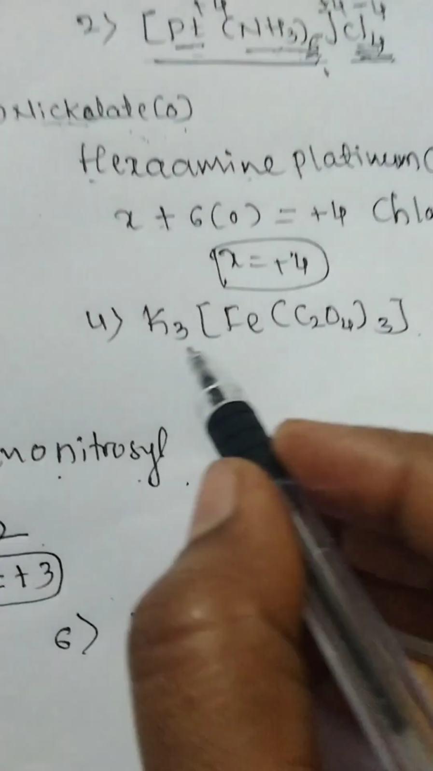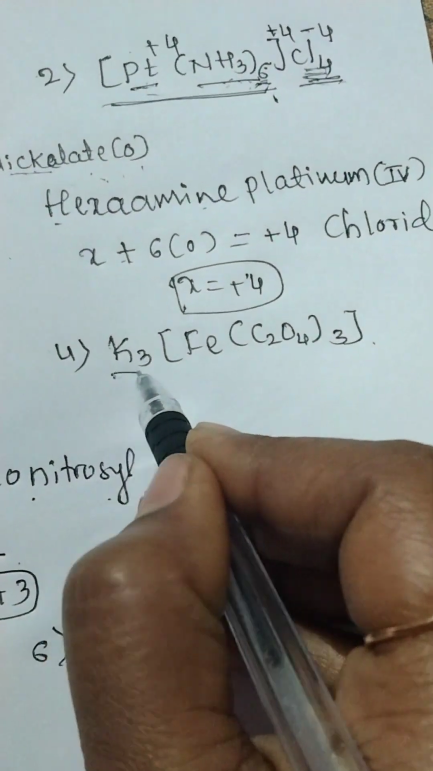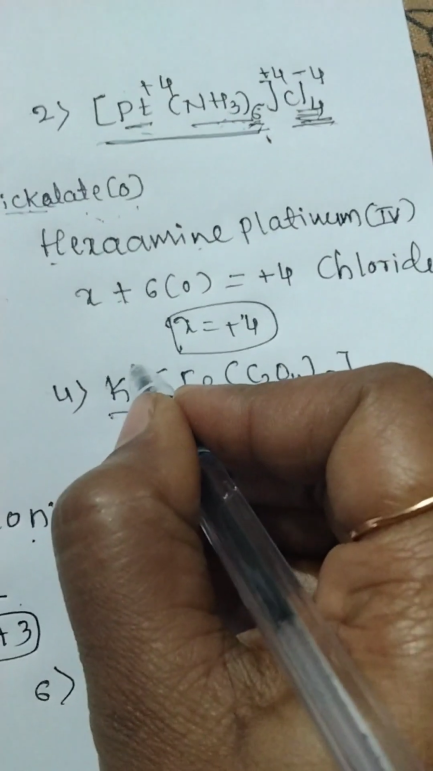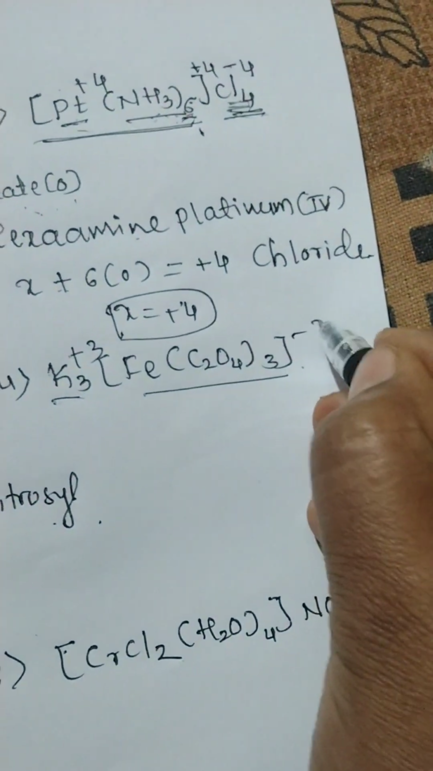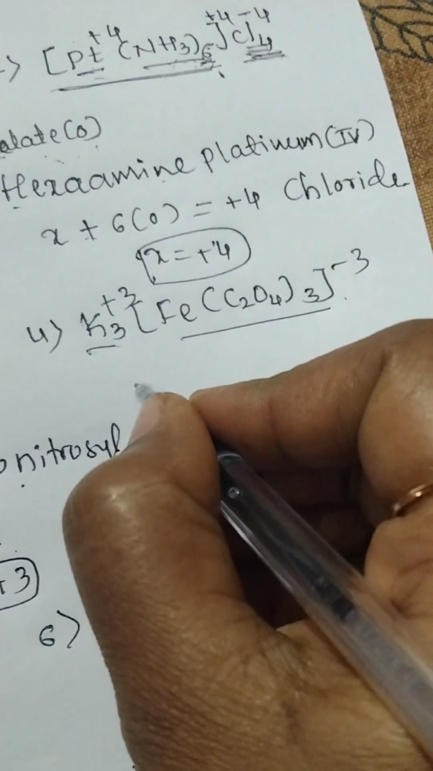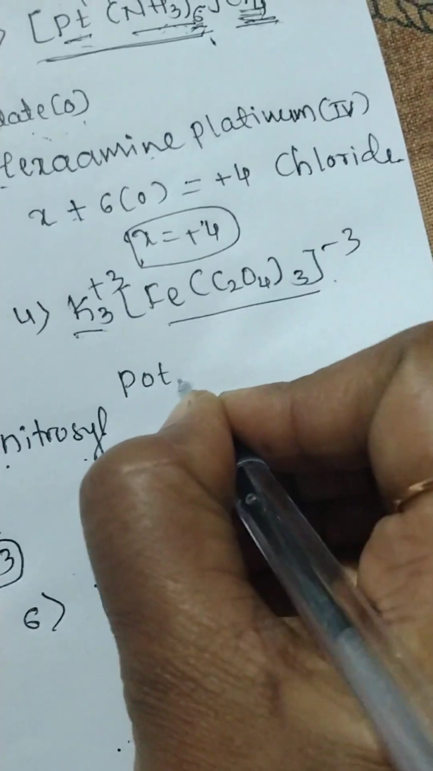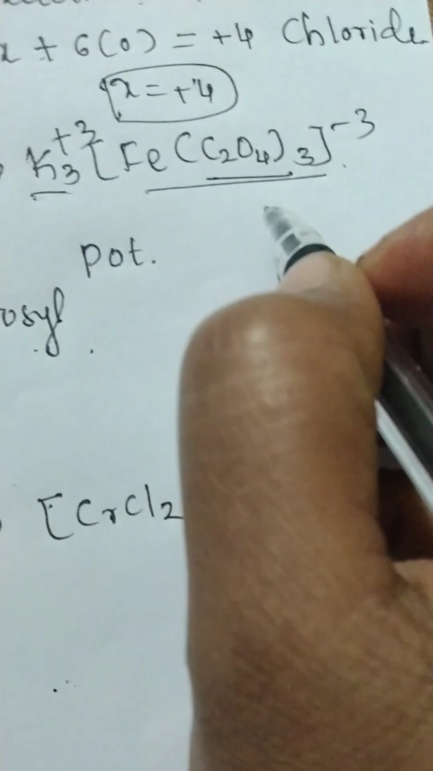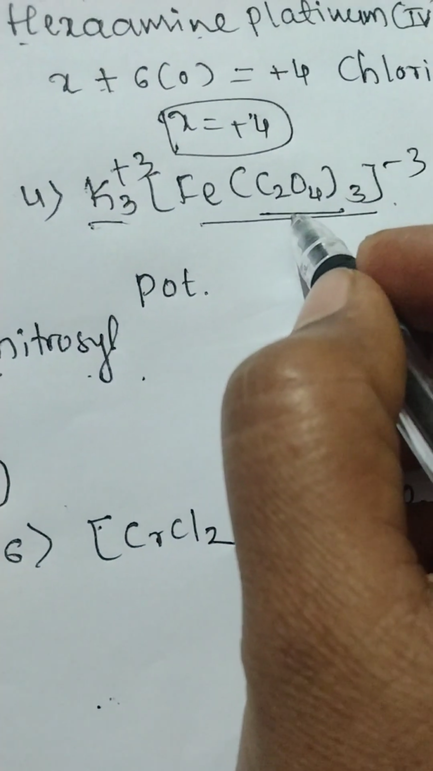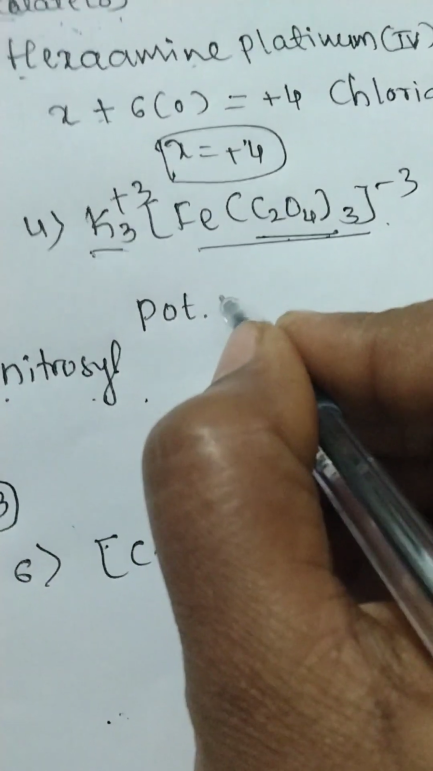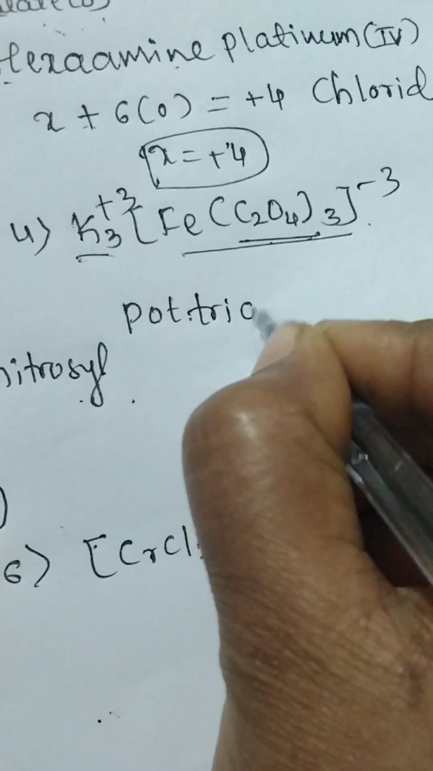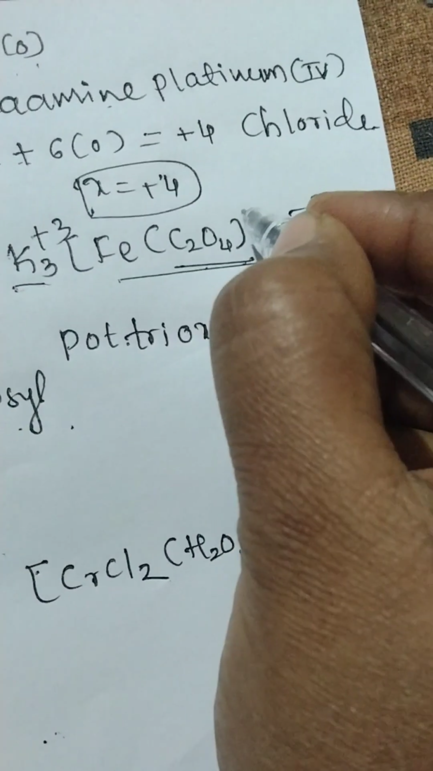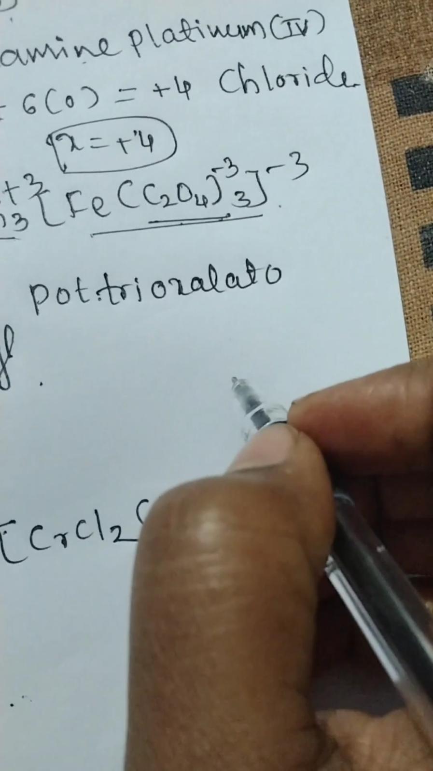Again here also there is a simple cation and complex anion. +3, -3. So write potassium. Okay, what about the ligand here? Yes, it is oxalate. Trioxalato. So the charge will be -3.